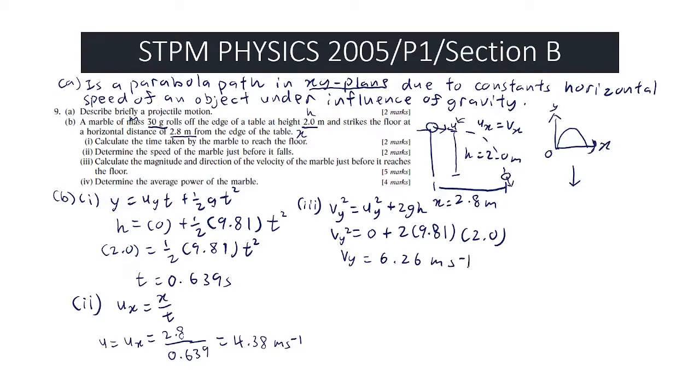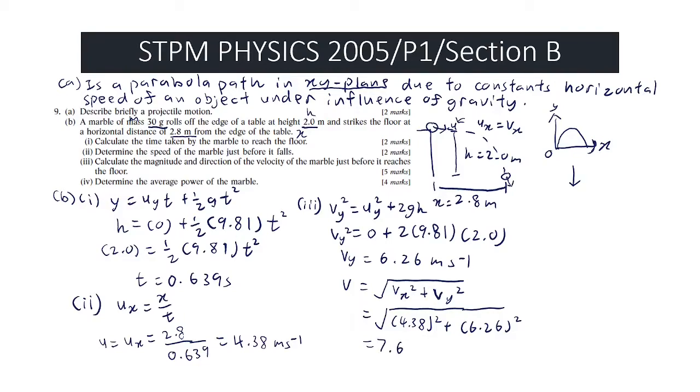I get v_y is given by 6.26 meter per second, and now we can find this v, which is the square root of v_x squared plus v_y squared. Substitute the numbers, 4.38 squared, and this is 6.26 squared. So it is 6.64 meter per second.